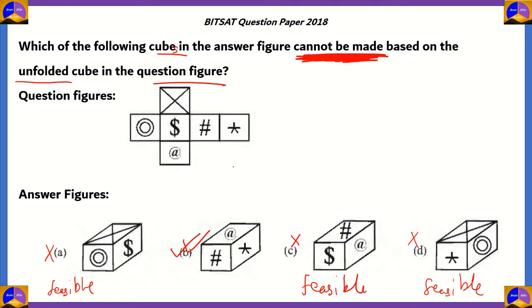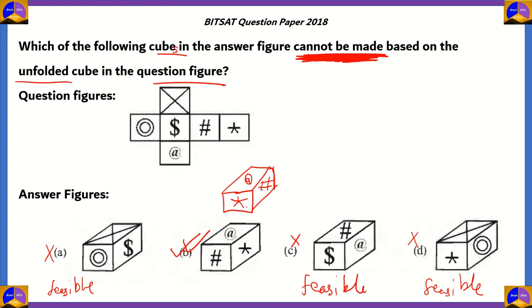When we fold this net into a cube, the face, which involves the @ sign, the hashtag, and the 5-pronged asterisk, will look something like this. So this is the front face, this is the top face, and this is the side face. So when we take the @ face at the top, the 5-pronged asterisk comes at the front, and the hashtag goes to the side.